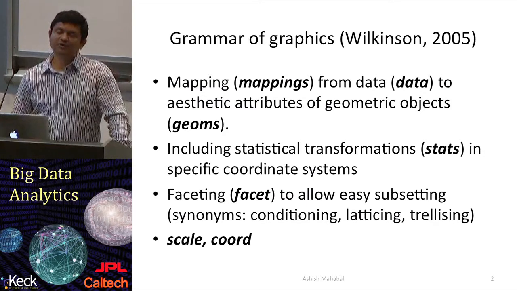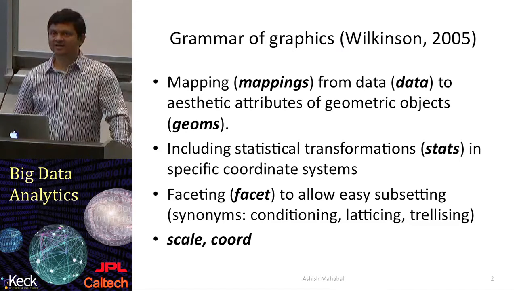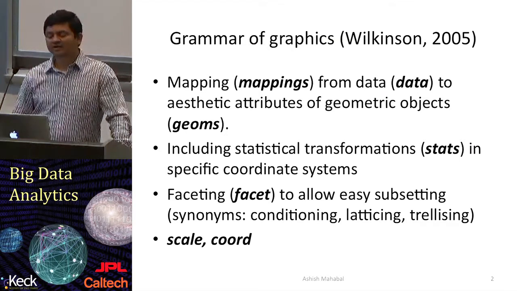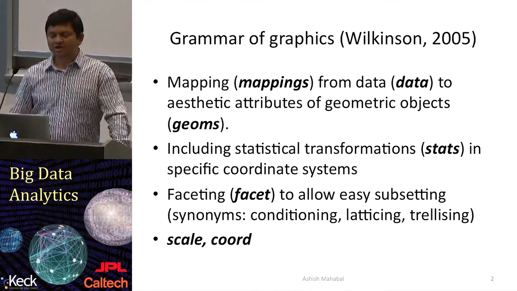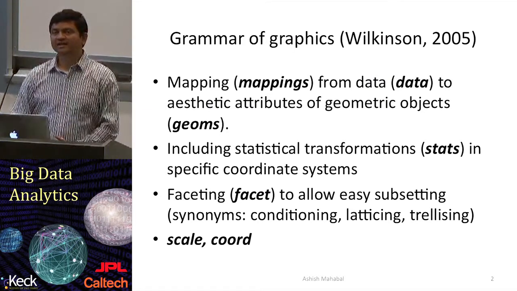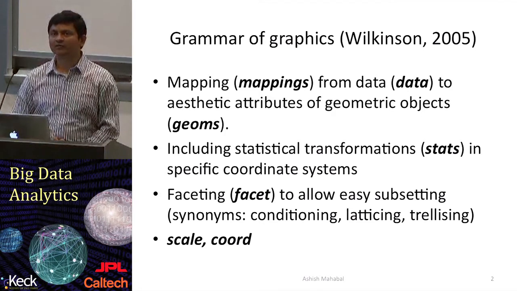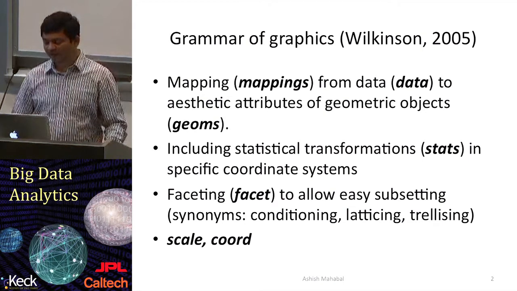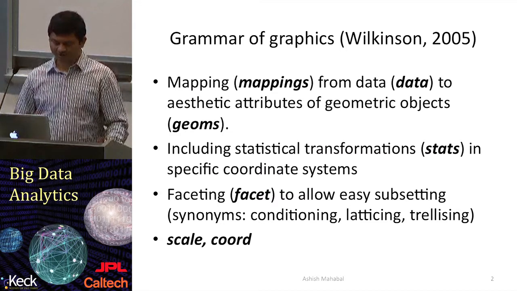And then the other two keywords that get used are scale and coord, where you apply a certain scaling, you train a scale, and then you use a coordinate system with that. So given these different keywords in the grammar of graphics, you can lay out in your mind how your plot should look, and then there are easily usable keywords within ggplot that allow you to lay out your layers within the plot.